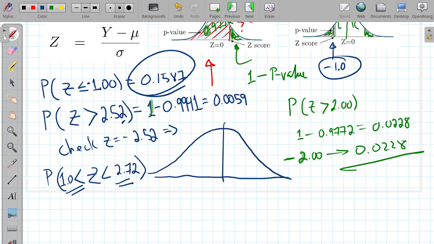So remember, the center is here. When we have standardized values, the center is 0. Our lower bound was 1. Let's change ink. Go to green. So this is z is equal to 1. And then out here, we have z is equal to 2.72. And we're interested in this area. This will answer our question.